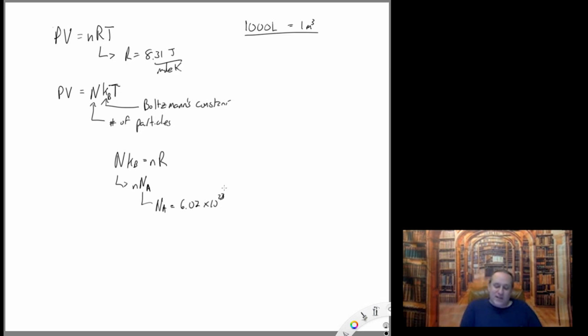So what that means is that in the physics version, if we replace the number of particles by number of moles times Avogadro's number, we can see exactly what this k Boltzmann is. k Boltzmann is really just the ideal gas constant divided by Avogadro's number. So it turns out to be 1.38 times 10 to the negative 23 joules per Kelvin.